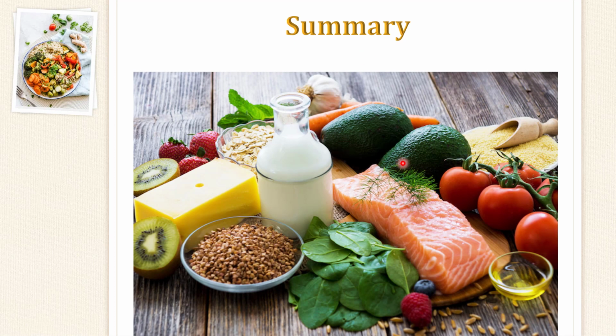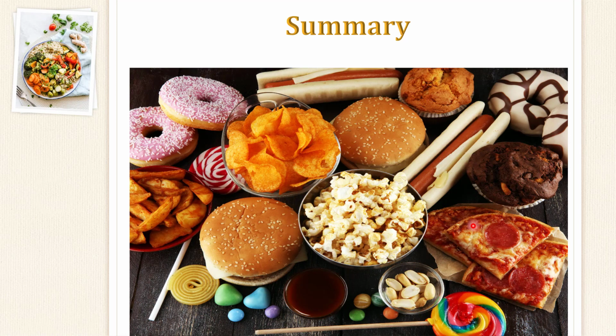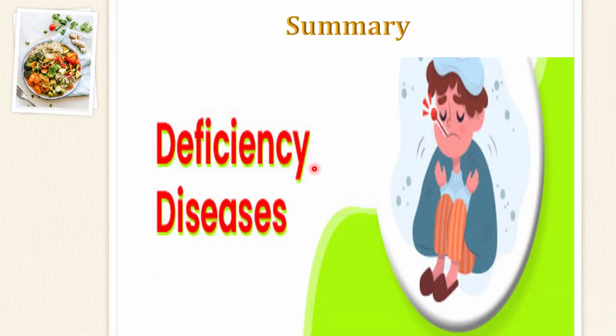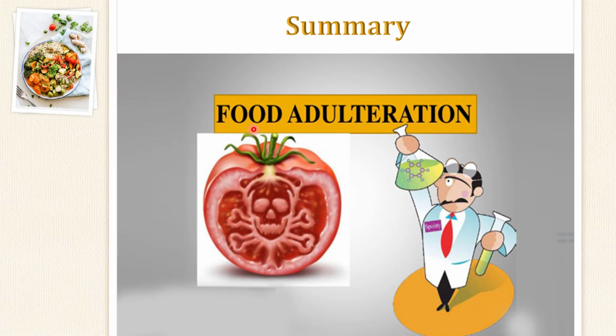Now, the summary of the video is, we talked about types of nutrients present in food, and also we discussed healthy eating and diet. We also talked about how harmful junk foods are, and then we discussed lifestyle diseases, that is blood pressure, diabetes, and obesity. Deficiency diseases, deficiency due to vitamins, due to minerals, due to protein. And also, last but not the least, we discussed food adulteration.